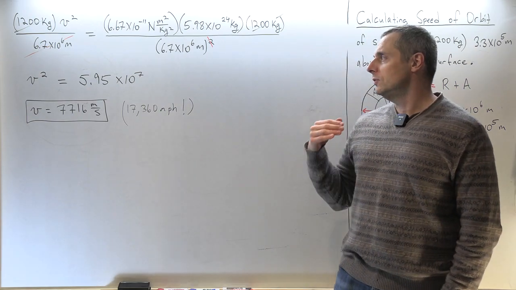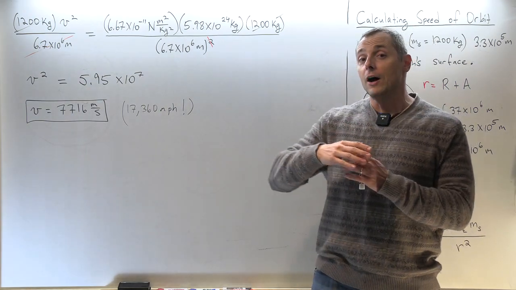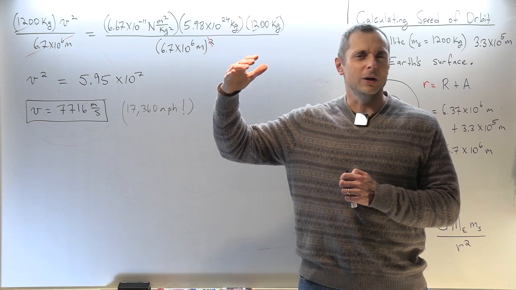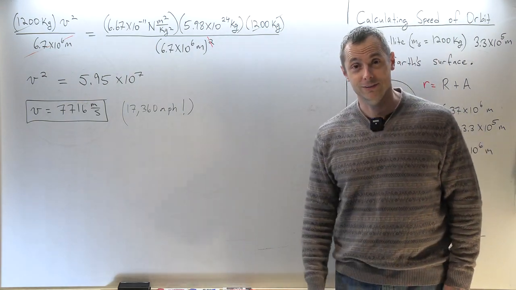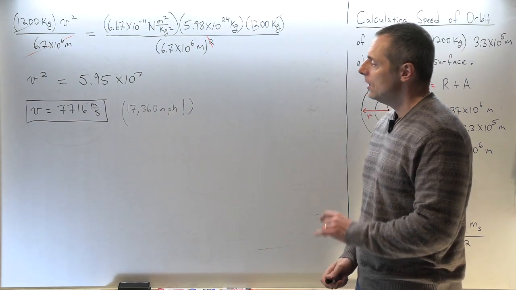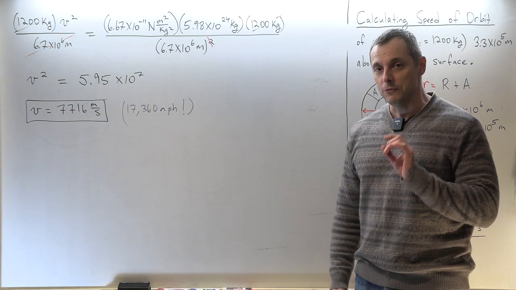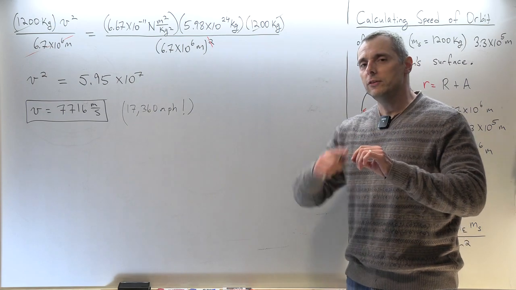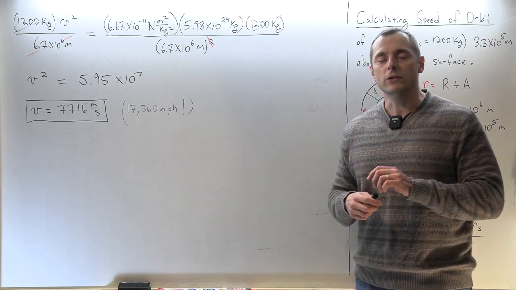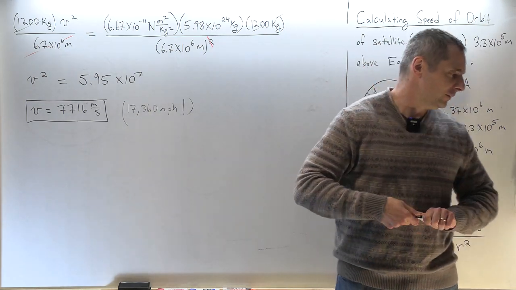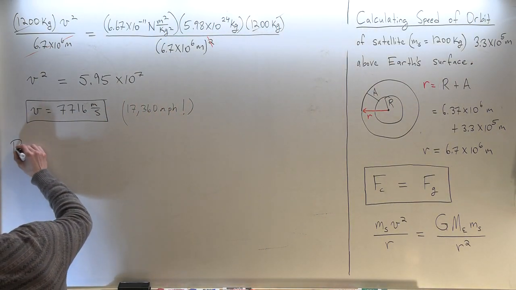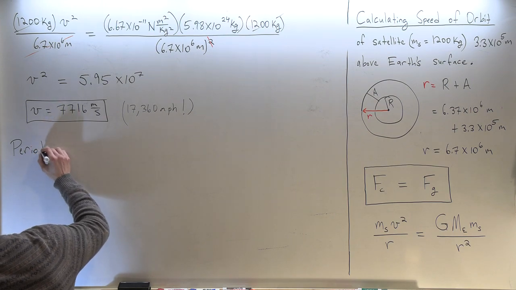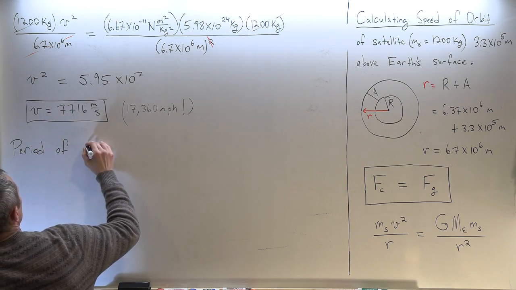So you need to create these orbits above the atmosphere. Otherwise, whatever you're trying to put in your orbit is just going to burn up, okay? Vaporize. That's incredibly fast. One other thing I want to do before we finish, how long does it take this thing to go around the Earth once? So what we call that is the period of orbit. So that's the next thing. Period of orbit.